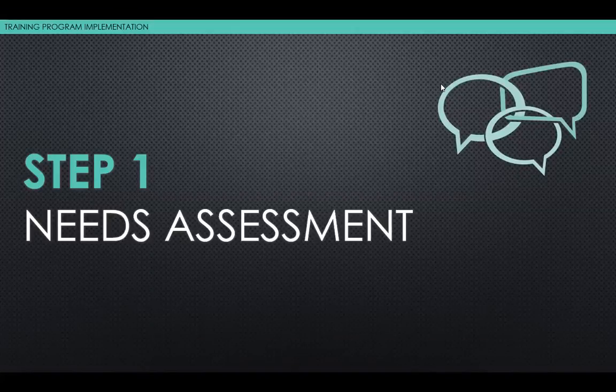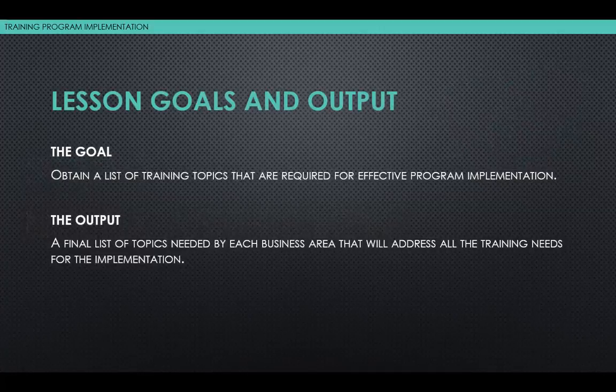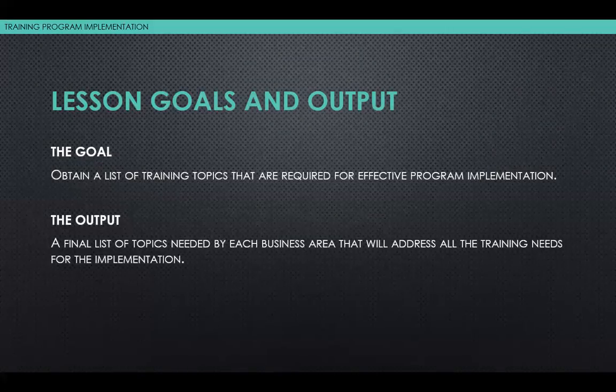We're now going to get started with the individual steps related to training program implementation. So in step one, we'll dive into the needs assessment process. The goal of this lesson is to obtain a list of training topics that are required for effective program implementation. Our output should be a final list of topics needed by each business area that will address the training needs for the implementation.